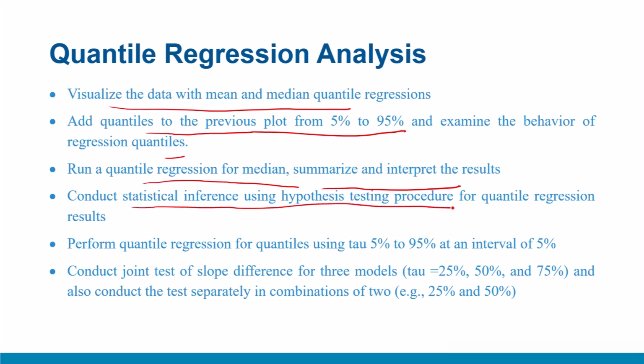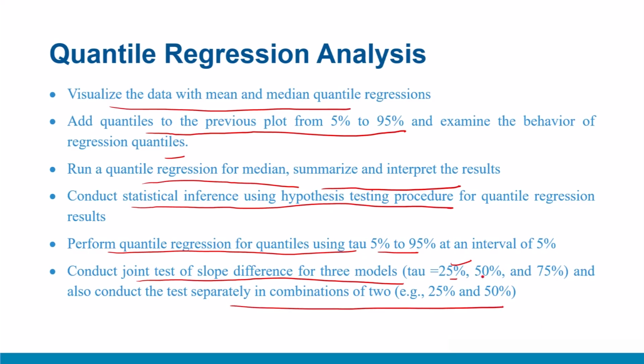hypothesis testing procedures for the quantile regression results, then perform quantile regression for quantiles using 5 to 95 percentile and an interval of 5%. Also conduct the joint test of slope difference for the three models. So you have three models, the 25, 50 and 75 percentile. See if their slopes are statistically different or similar. That means whether there is a heterogeneity in the data or not. And then also separately conduct the test in combinations of two. So in the combinations of three, the exact picture may not come out. So we'll also try in the combinations of two.